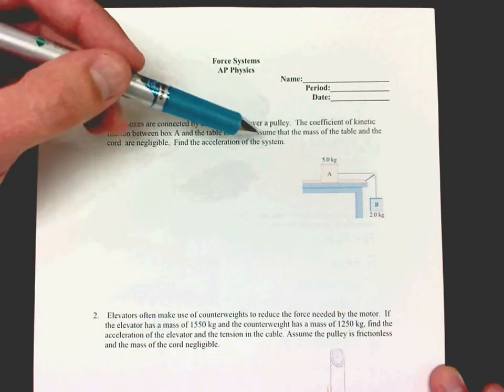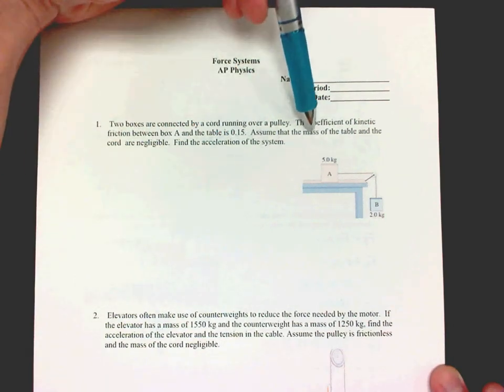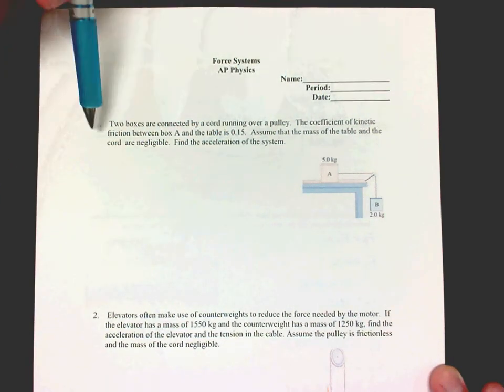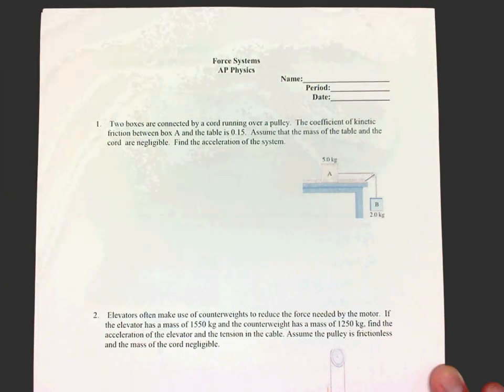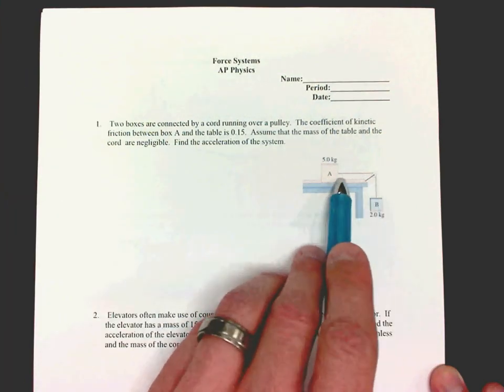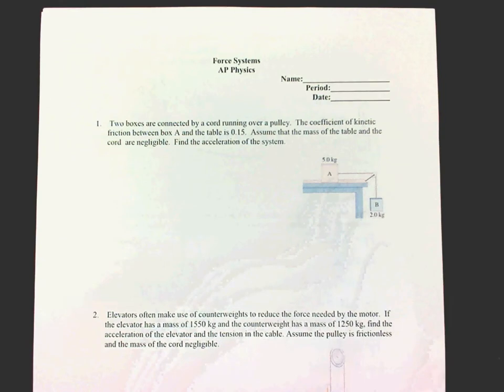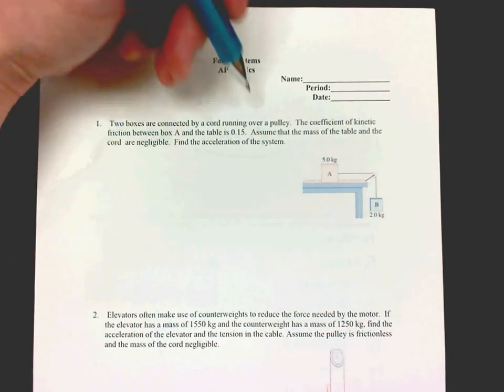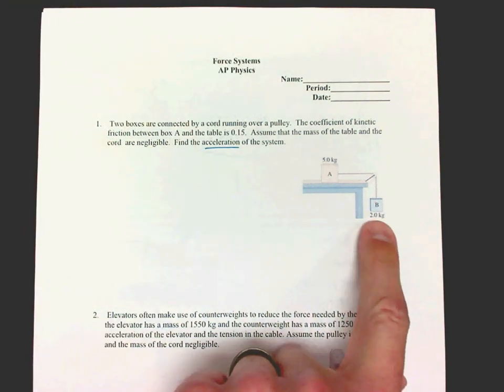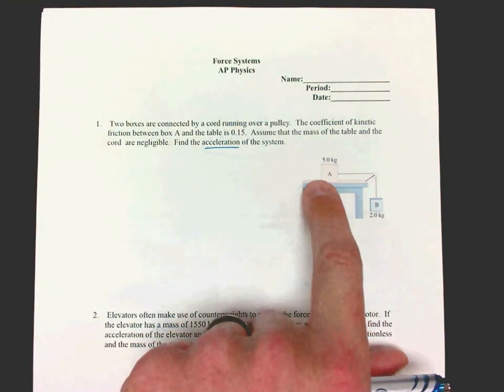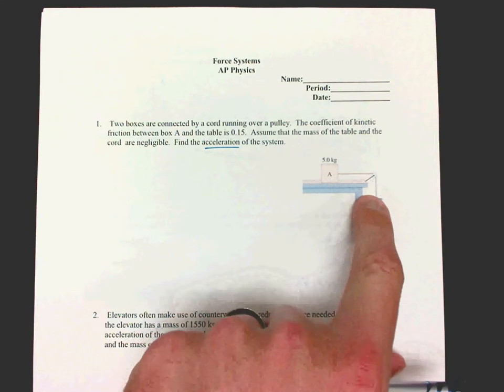It says the mass of the table and the cord are negligible, things that you don't have to take into account, so that as we're looking at this, it simplifies down a little bit. Ultimately, what it wants is acceleration. So it wants to know, is this going to be enough to make this thing drag along the tabletop or not? Maybe not.